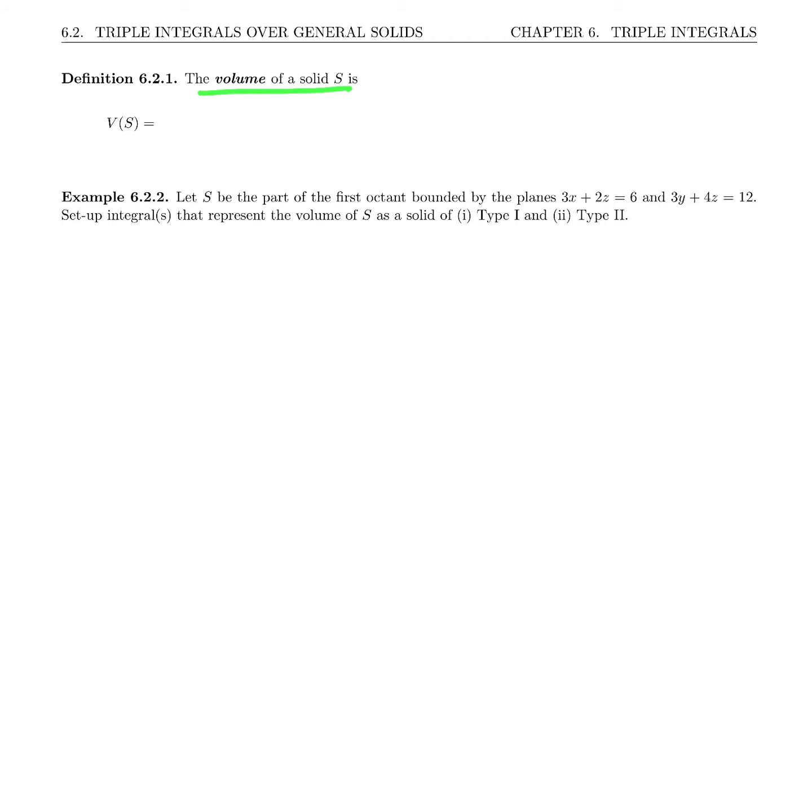The volume of a solid S is given as the triple integral over S of the function 1 dV, or if we don't want to write the 1, the triple integral over S of dV, which is a completely analogous result to the area of a region, which was the double integral over that region of the same function 1 dA.